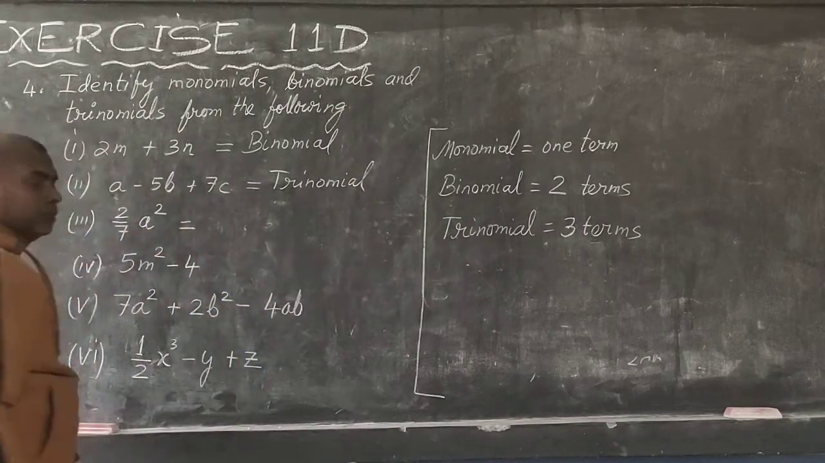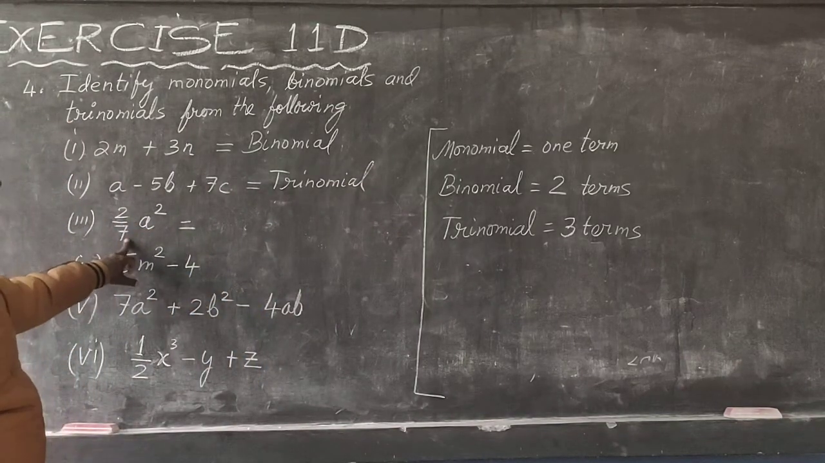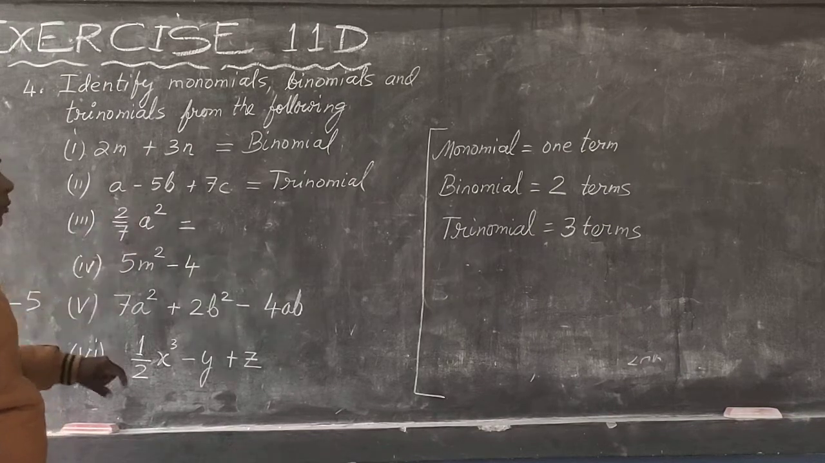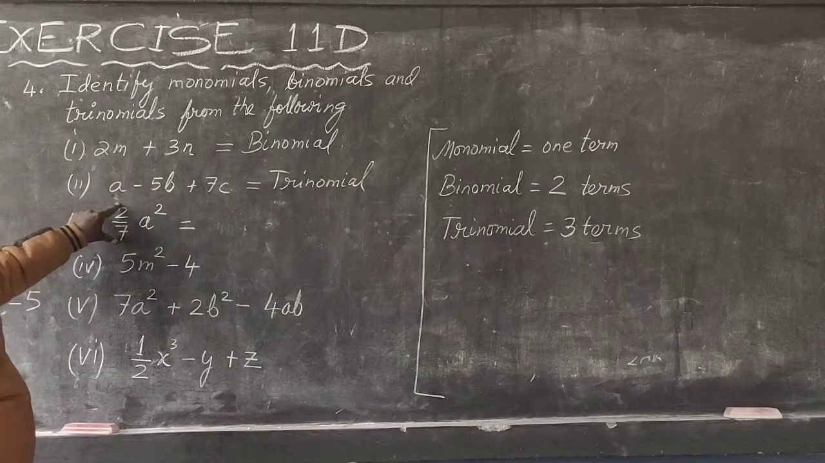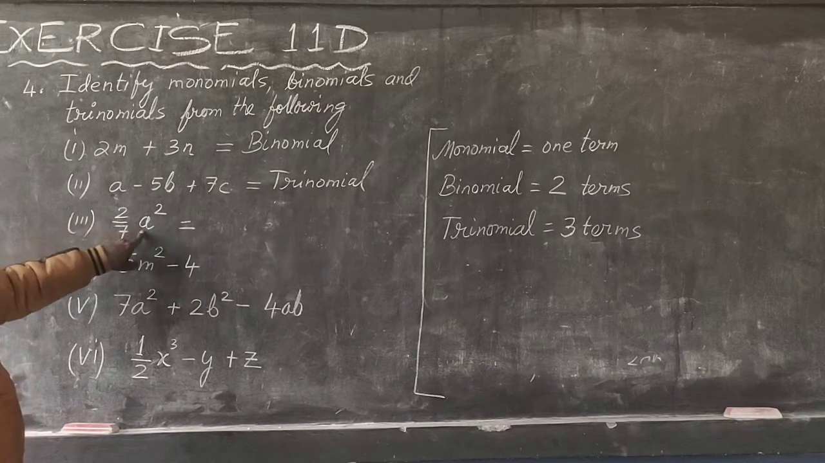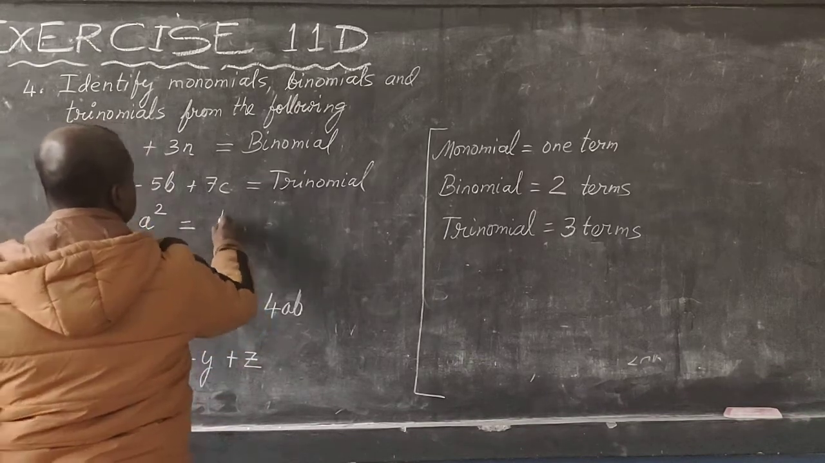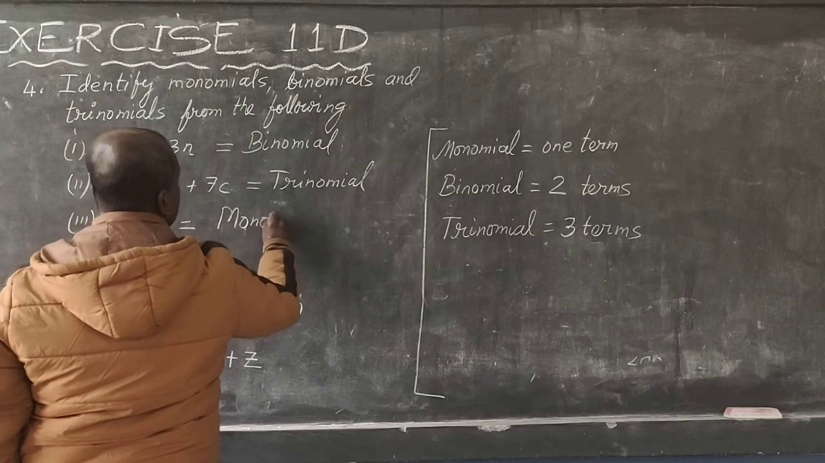Now this one is a bit confusing maybe. There is no plus or minus sign shown here. So we have only one set of number, one set of variable. No sign means plus sign. So one set means one term. One term means monomial.